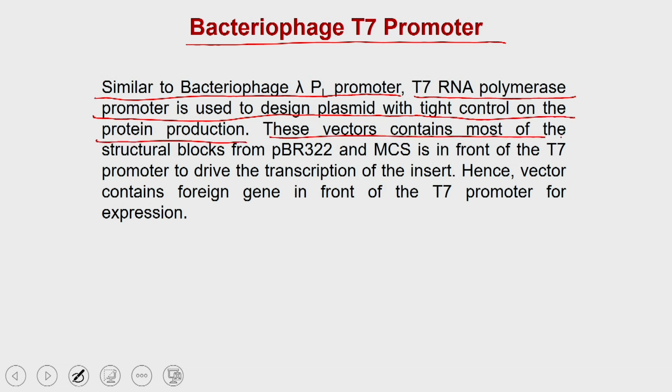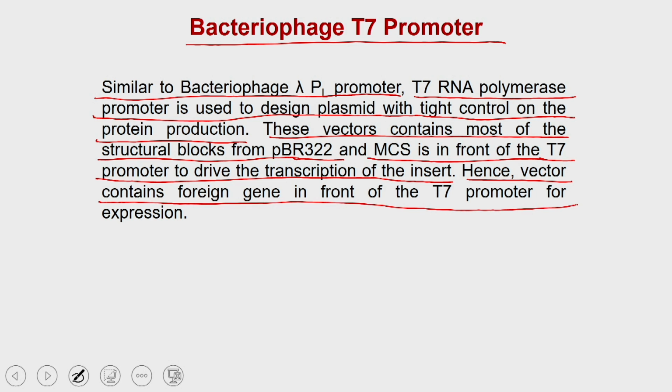These vectors contain most of the structural blocks, such as the selection markers, the multiple cloning sites and everything, from pBR322, and in front of the MCS you have the T7 promoter to drive the transcription of your gene which you are going to use as an insert. Hence, the vector contains the foreign gene in front of the T7 promoter for expression.